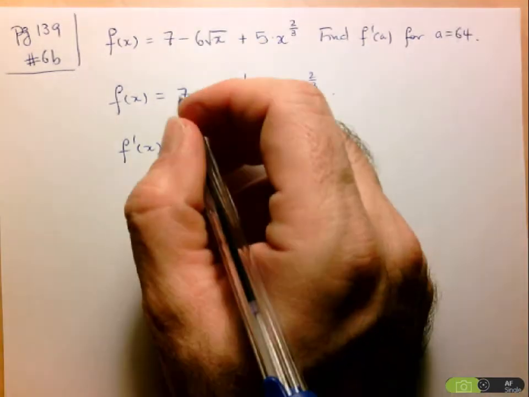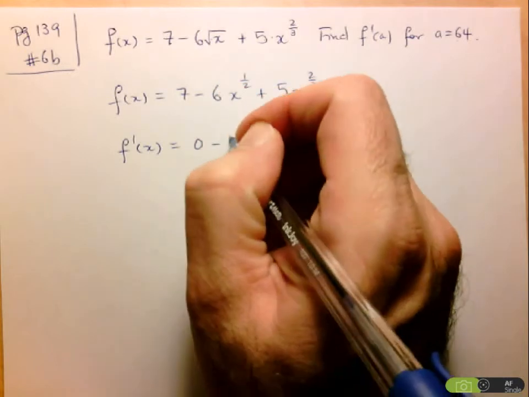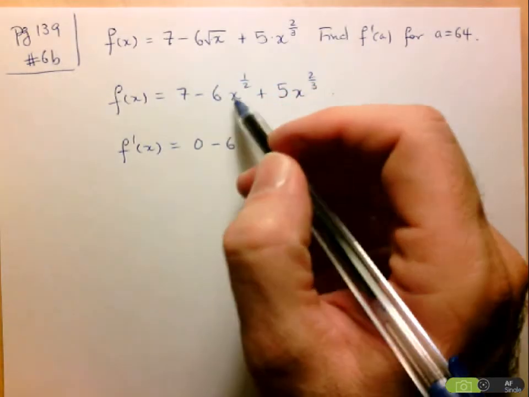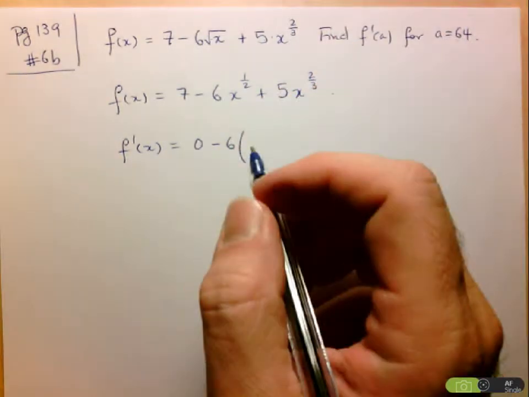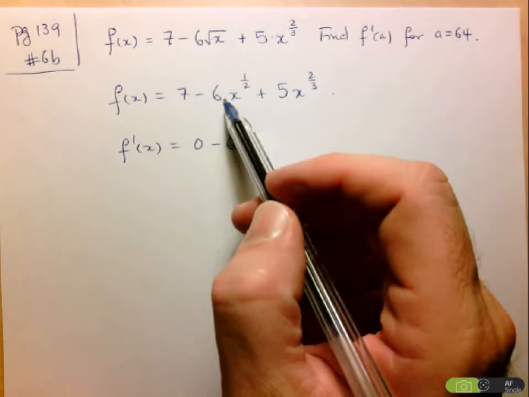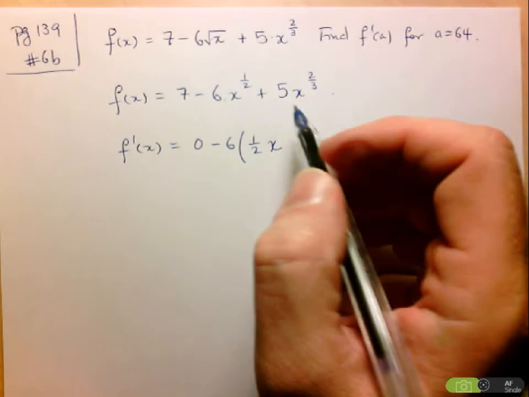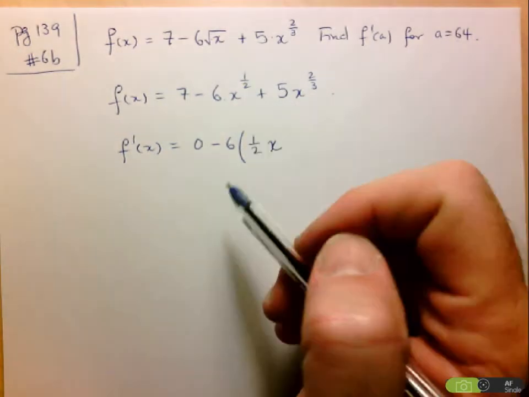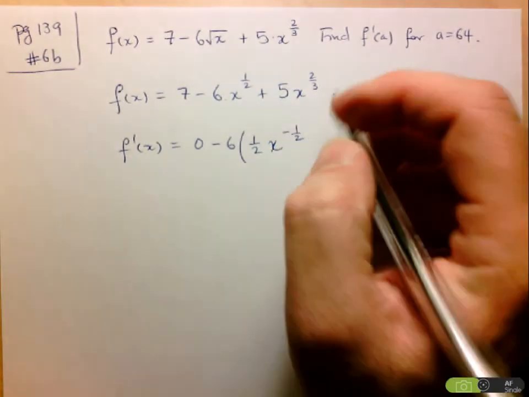Here the derivative of a constant is just 0, so that's nice and easy. Here minus 6 is just a constant, times the derivative of x to the 1/2. Recall how that works. When you have x to the n, the exponent comes down and becomes your coefficient. So 1/2 times x, and your new exponent is 1 less than the previous one. So 1/2 minus 1 is negative 1/2.